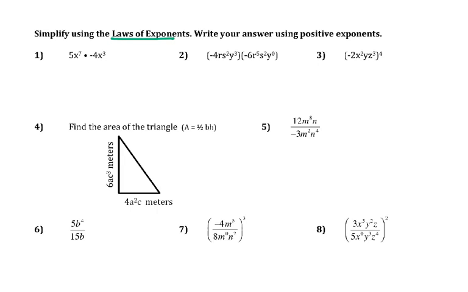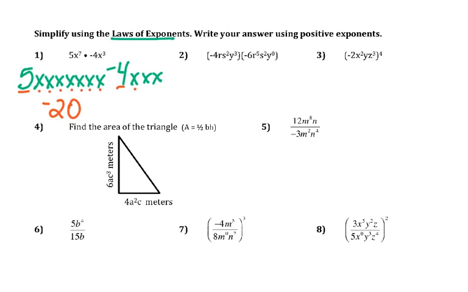So on number 1, 5x to the 7th times negative 4x to the 3rd, the way that I do that problem is I'm going to write 5, then x to the 7th. Now you're not always going to have to write this all out, because it's kind of a pain. But for right now, we're going to write it out because it helps us understand what's happening. And so all of this is being multiplied together. So I'm going to say 5 times negative 4 is negative 20. And then I have x 1, 2, 3, 4, 5, 6, 7, 8, 9, 10. I have 10 of those, so it's going to be x to the 10th power.